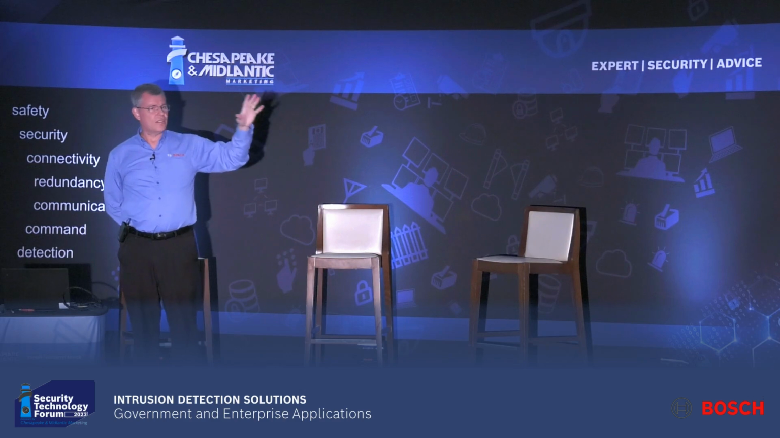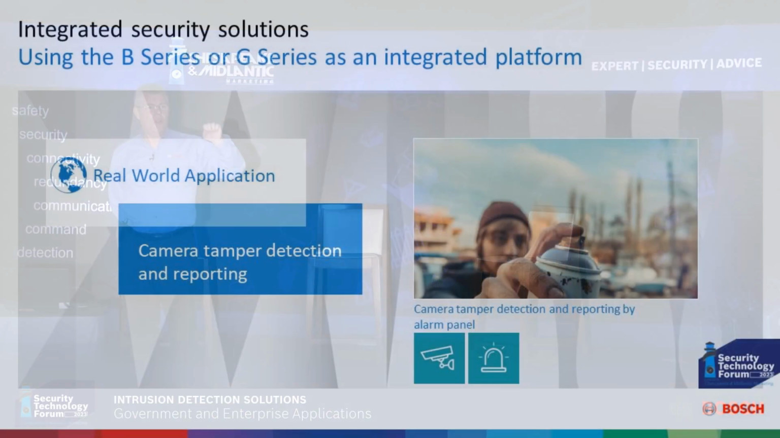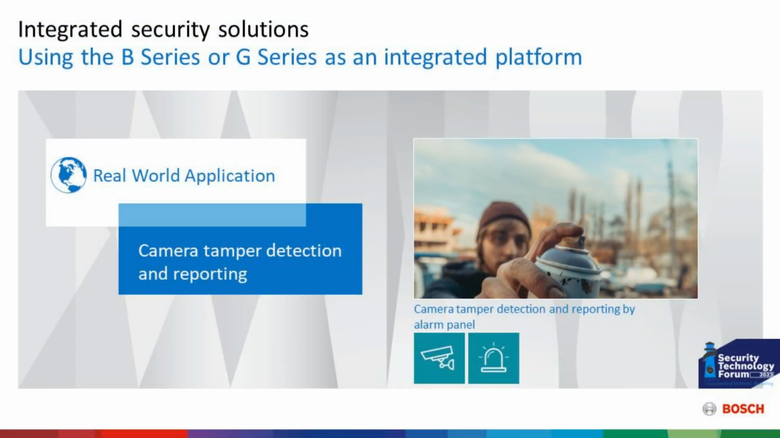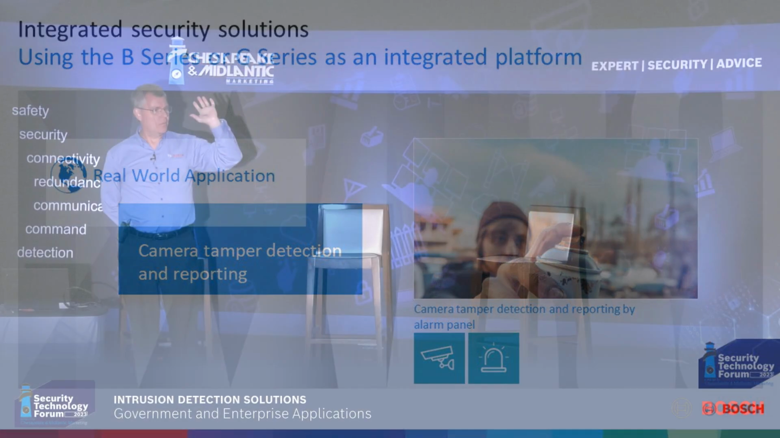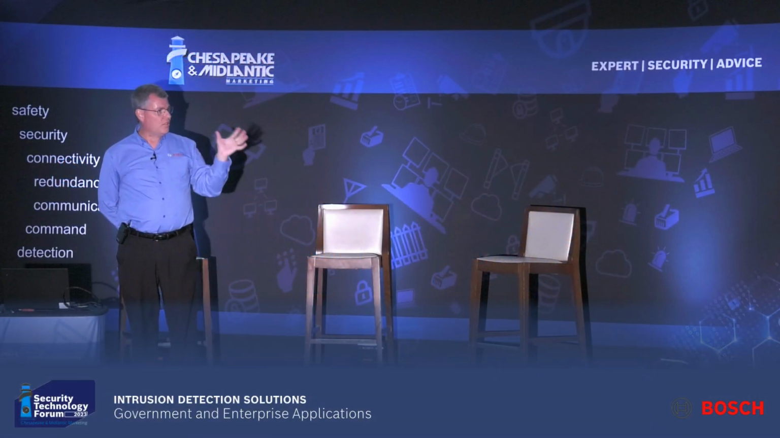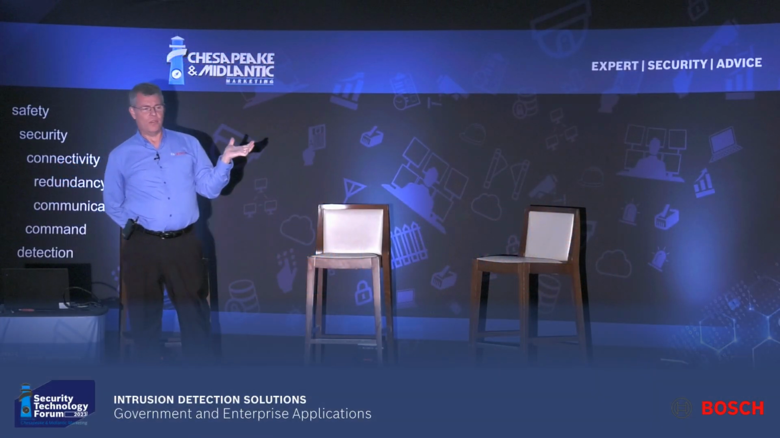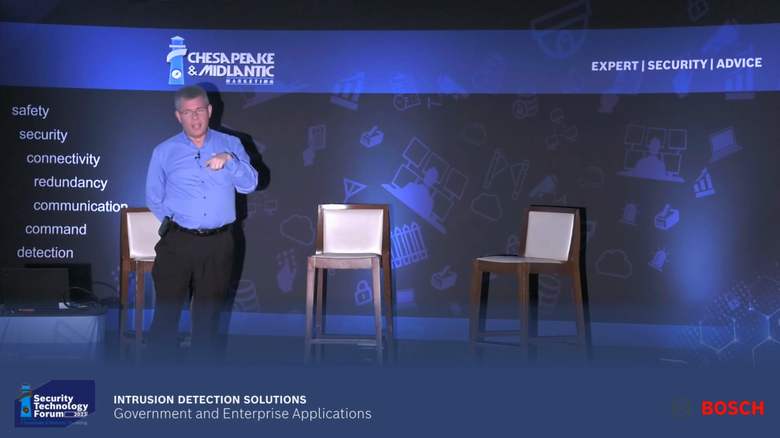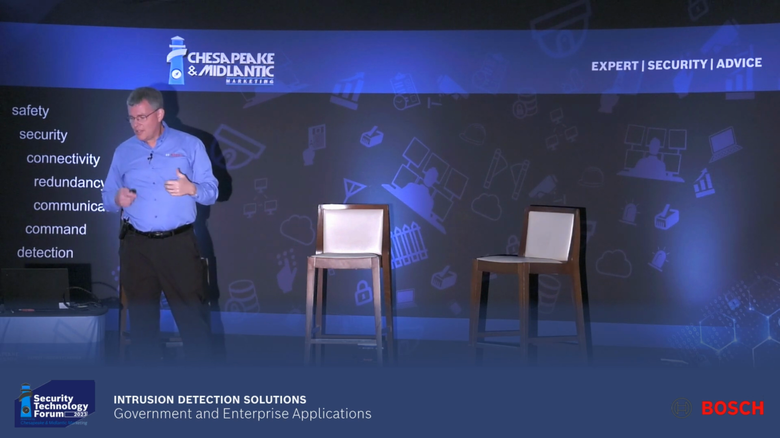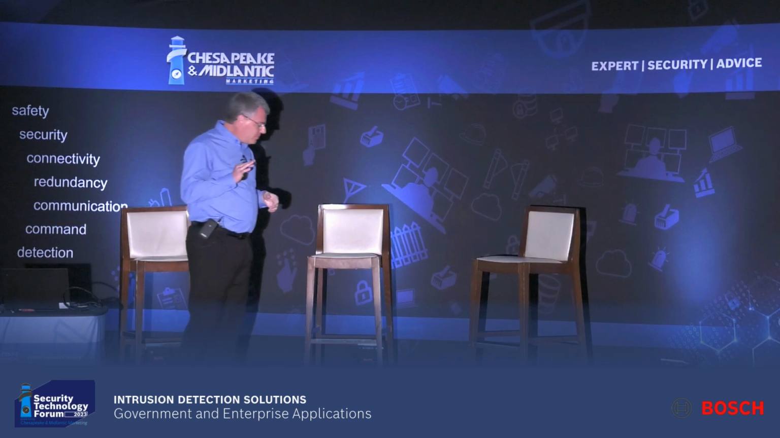Something bad in this case is somebody has tampered with my camera, or somebody has cut the wire, or somebody has pointed it in the wrong direction, or somebody has put a box over it. All those things the camera knows if it's been tampered with, and it can tell you, and the alarm panel can report it. So that's really the bottom line there.